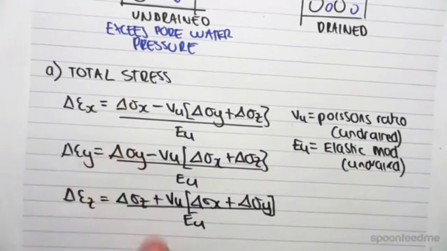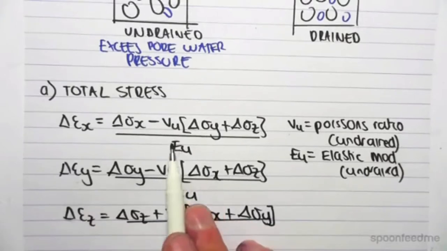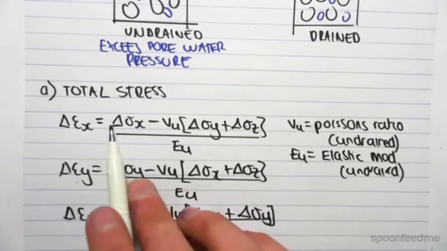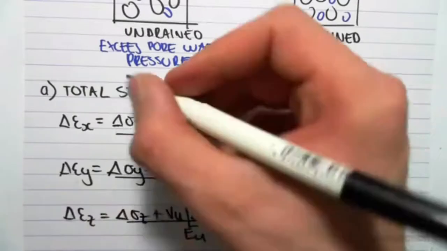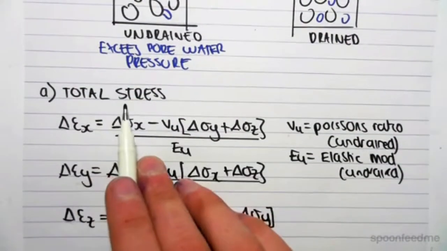So in a question we'd be given say the undrained value of the elastic modulus and Poisson's ratio. We would then find the change in total stress. Because this is total stress, this is change in total stress. There's no dash there saying effective. So these are all total stresses, which is why it's a total stress analysis.